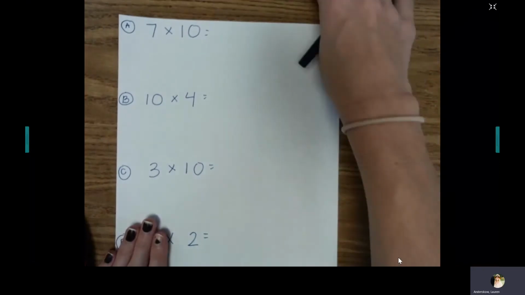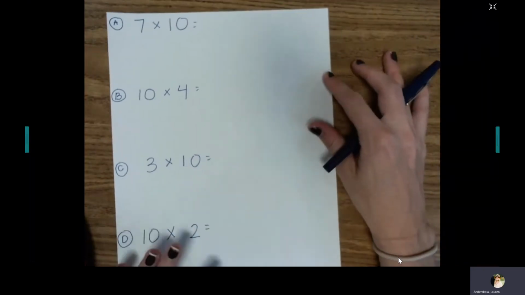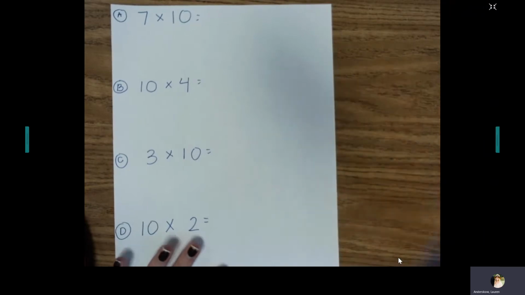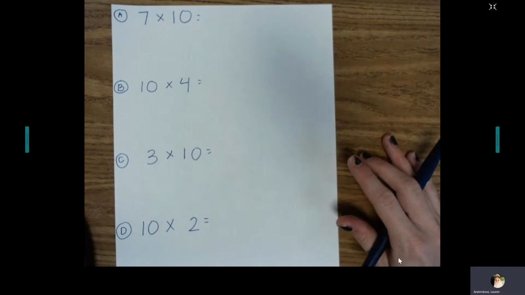All right, so the first thing I'm going to do is show you how to multiply by 10, okay? There's a trick to doing this, but before the trick, I want to make sure you understand how to do it first. I'm going to show you both ways.